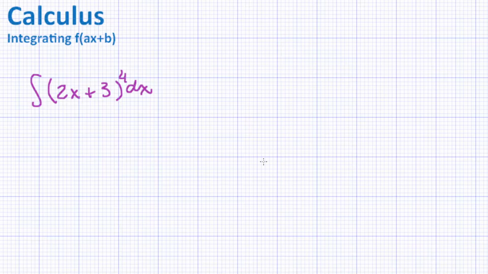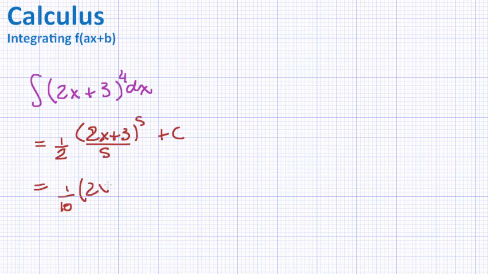So a very quick example here, the integral of (2x plus 3) to the power 4 dx. So, well, 1 over a here is 1 over 2, right? And then (2x plus 3), exponent plus 1, 5 over 5, plus a constant. So this is 1 over 10, (2x plus 3) to the power 5, plus c. And that's it.